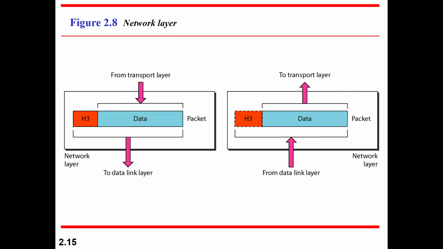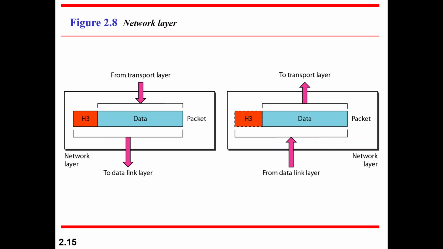Now, let's move ahead with the third layer of the OSI model, that is the network layer. The network layer is responsible for the source to destination delivery of a packet, possibly across multiple networks or links, whereas the data link layer oversees the delivery of the packet between two systems on the same network or link. The network layer ensures that each packet gets from its point of origin to its final destination.